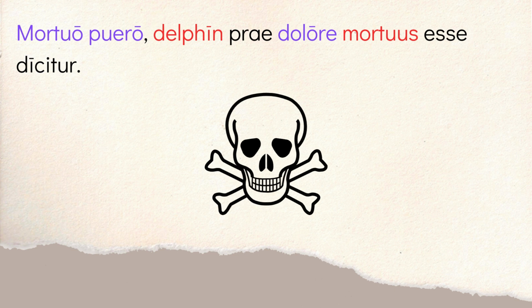Then you have mortuo puero, right? So when the boy died, or with the boy having died, right? Or "when the boy died" is kind of a good way to do the ablatives here, right? The delphinus, the dolphin. Prae dolore means on account of grief, right? Dolore, or because of the grief. The dolphin, dicitur mortuus esse. The dolphin is said, there's the dicitur again, is said to have died, right? So mortuus esse, the dolphin is said to have died from grief.